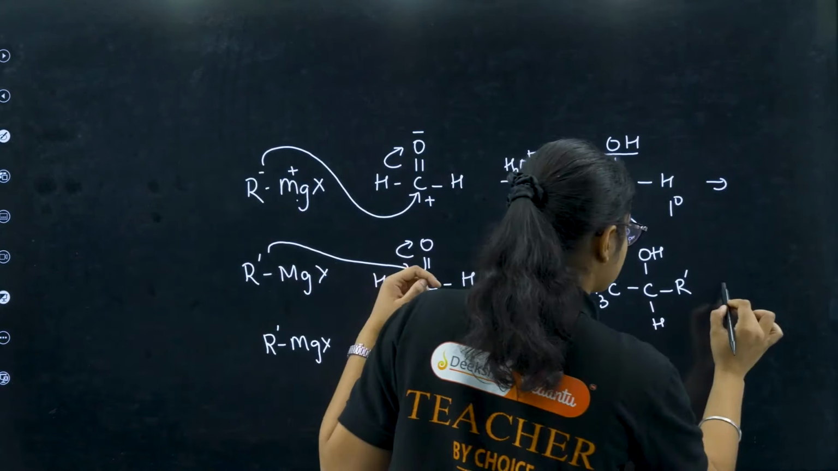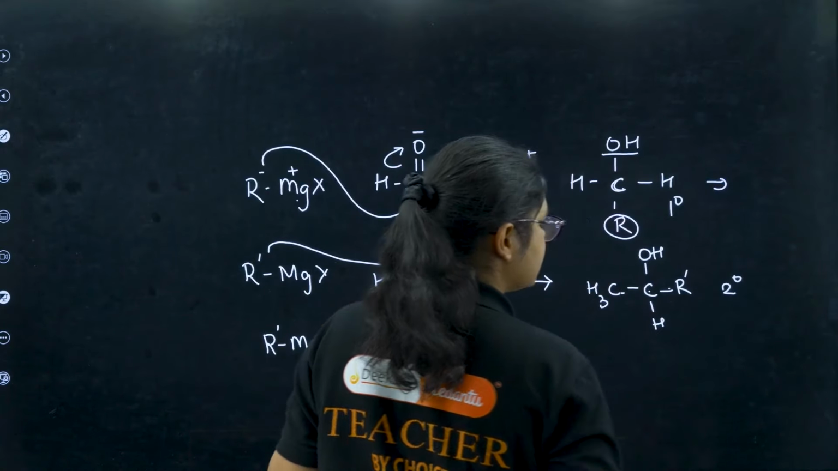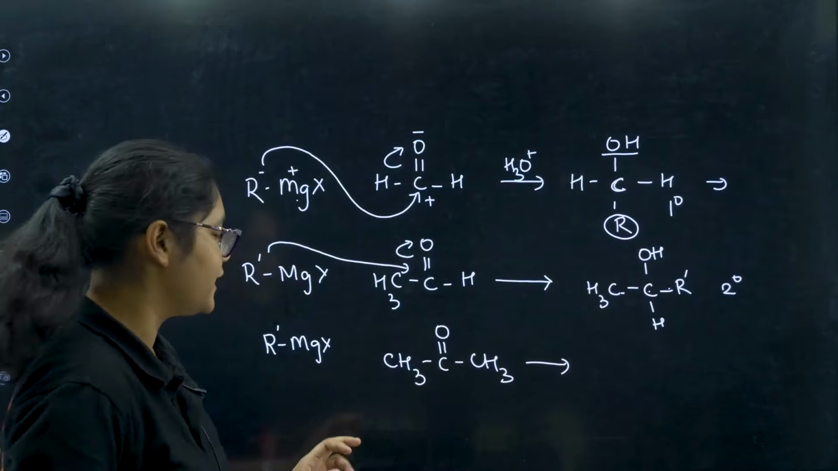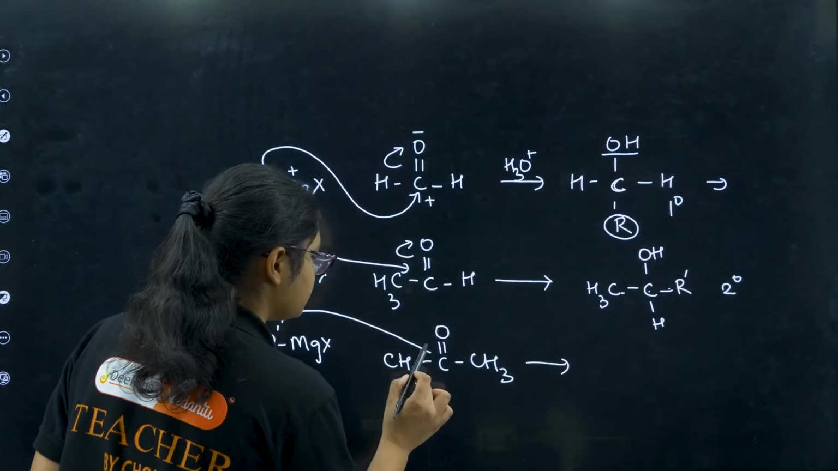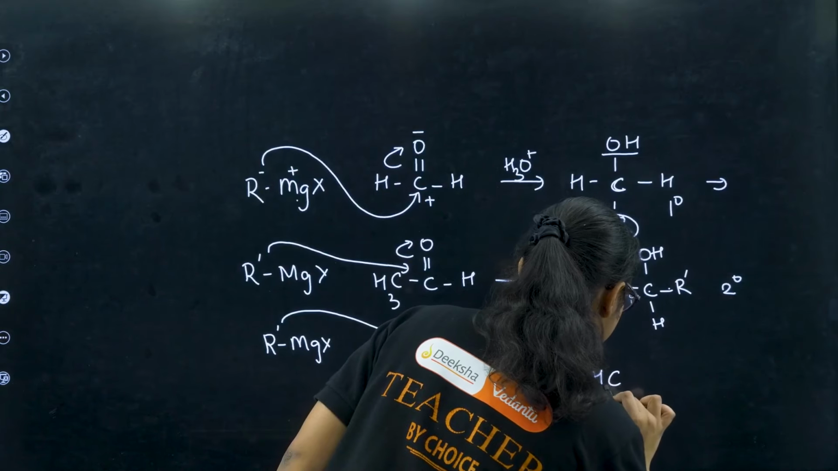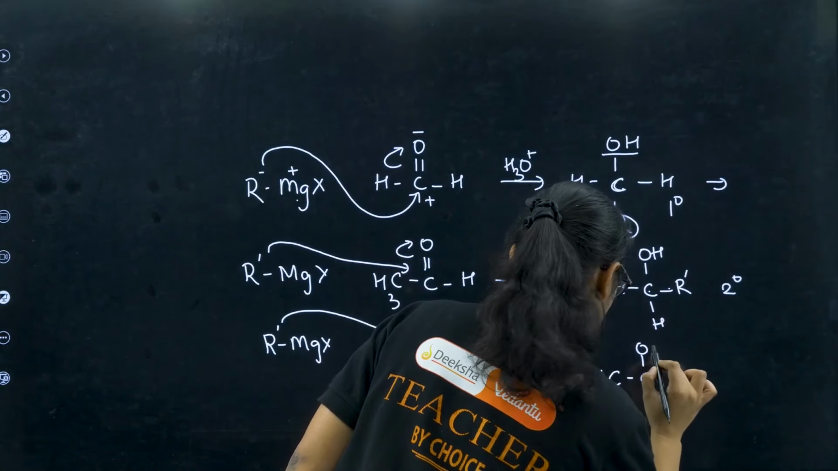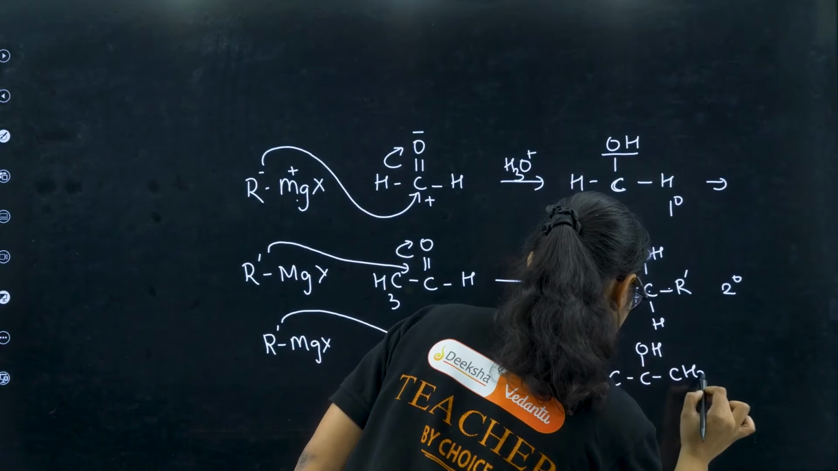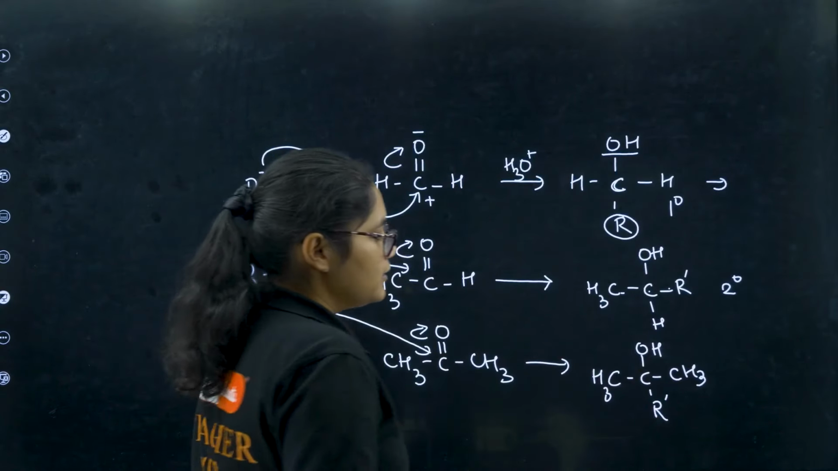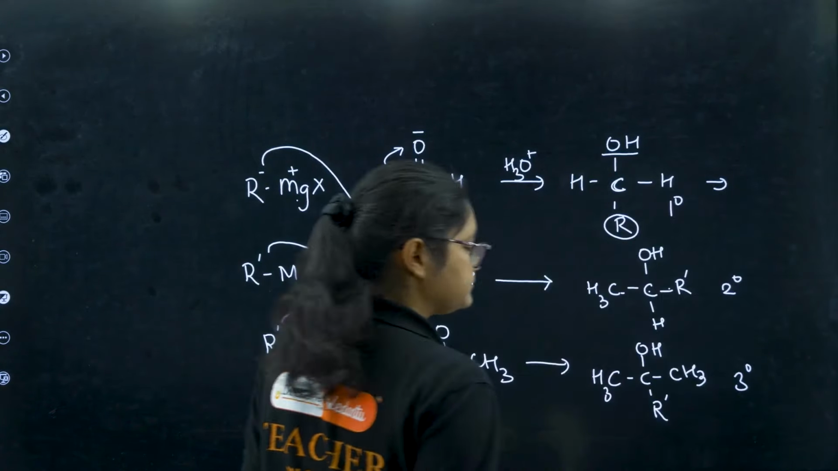So this is what? A secondary alcohol. Why? Because the carbon containing the OH group is attached to two other carbons, right? Now here what will happen? This one will attack here, and you will get OH here. So I will get CH3, C, OH, CH3 and R dash. So you will get a tertiary alcohol here.